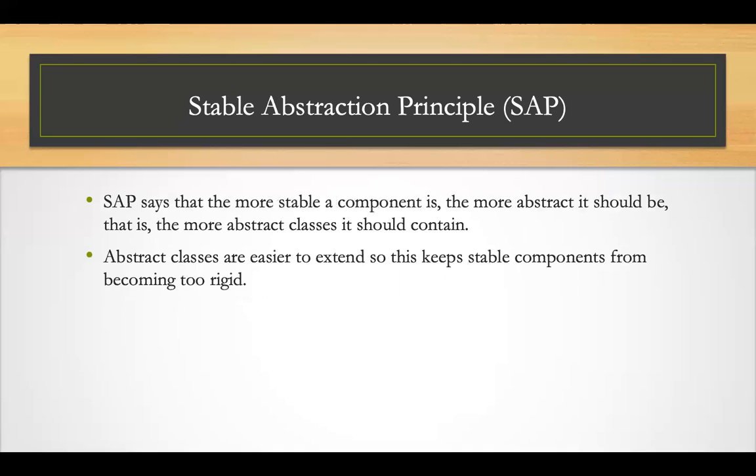The last of the component principles that I would like to discuss is the stable abstraction principle. The stable abstraction principle says that the more stable a component is, the more abstract it should be. That is, the more abstract classes it should contain. The reason behind this is abstract classes are easier to extend. So this keeps stable components from becoming too rigid and hence makes them extensible.